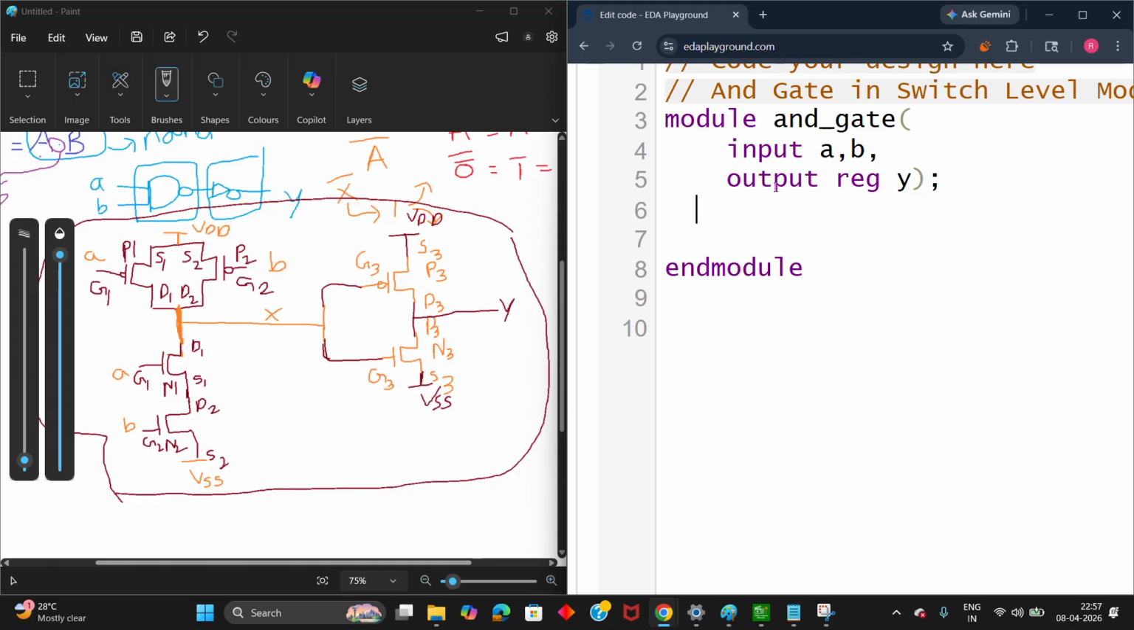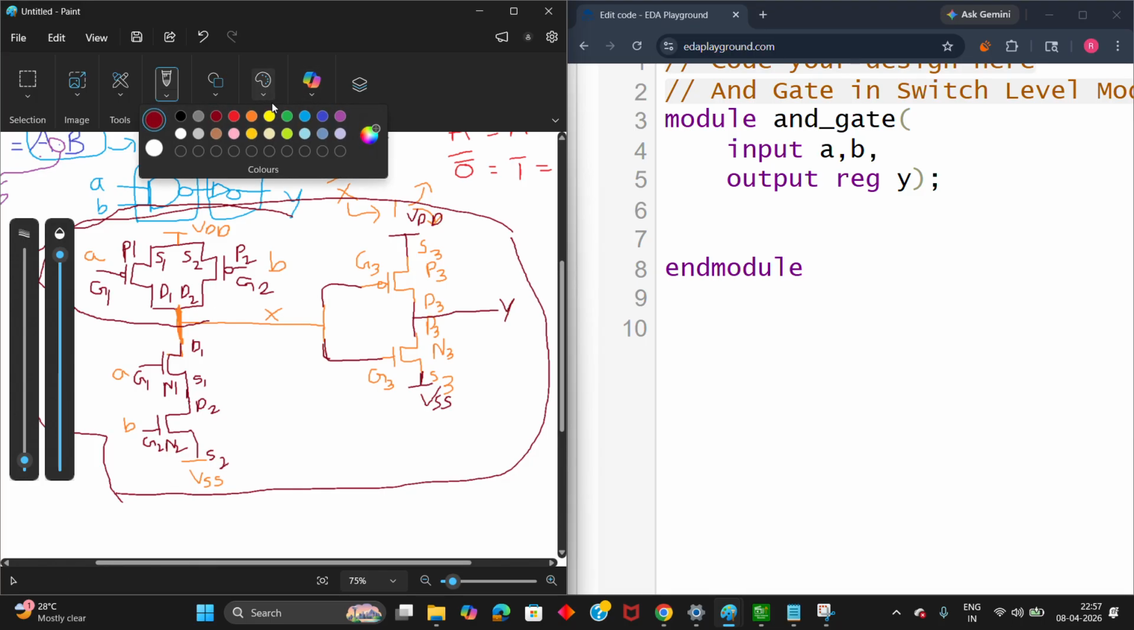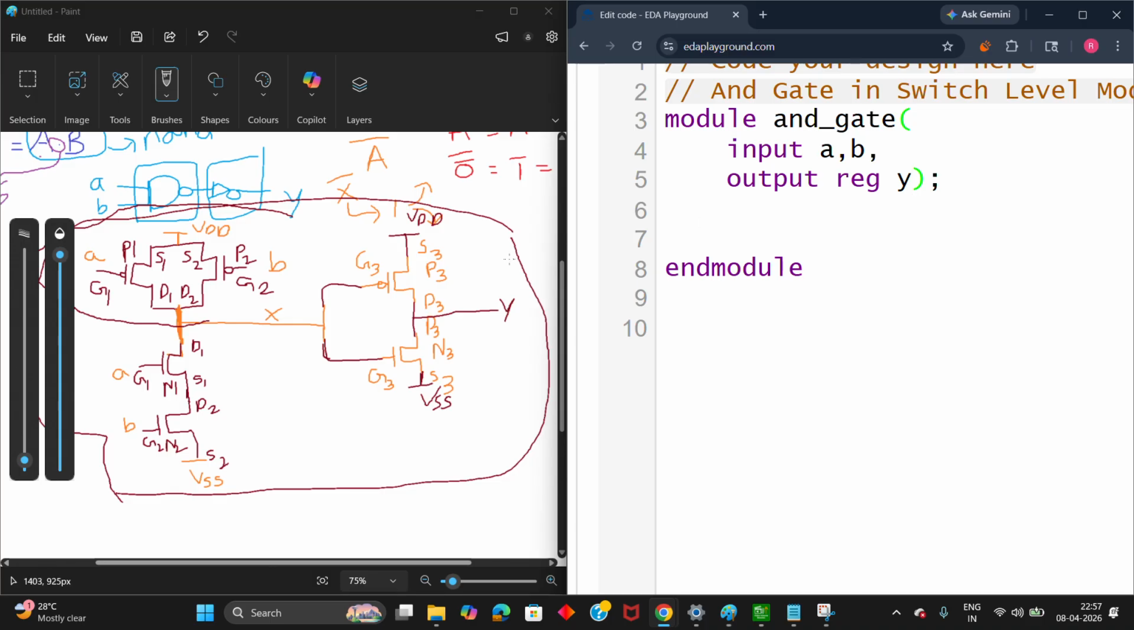So let us write the pull up network, this particular pull up network first. Okay, before that, let us see whether we are going to have all the inputs or not. We are going to have A and then B and then Y. We are not having the supplies, right? Supplies, right? VDD and then VSS.